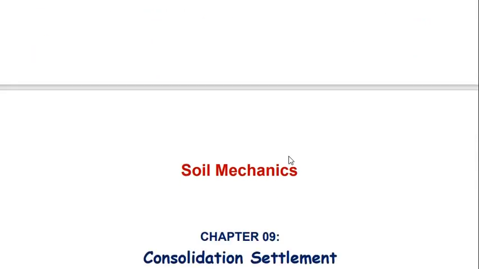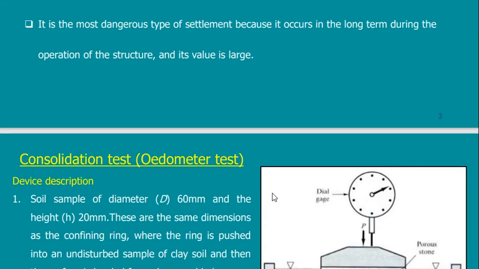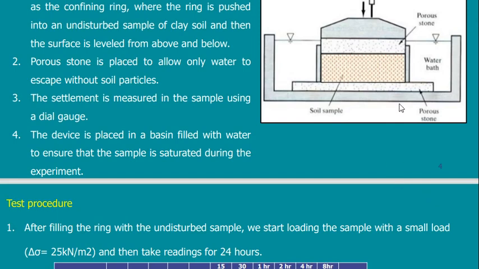Then we go to consolidation. As we said, consolidation is the settlement in case we have water. So if this is a sample and this is a porous plate above, porous plate below, if I apply load here, then the sample will settle immediately, if it can settle immediately.